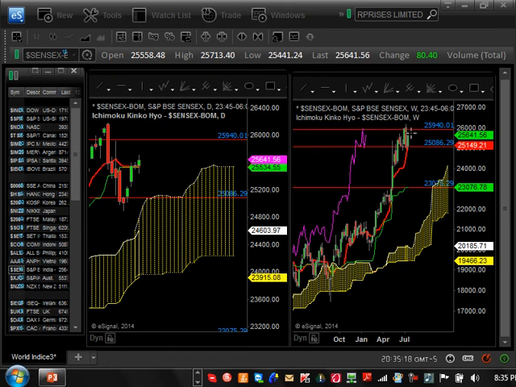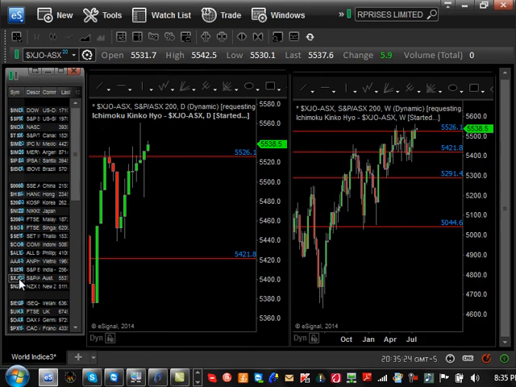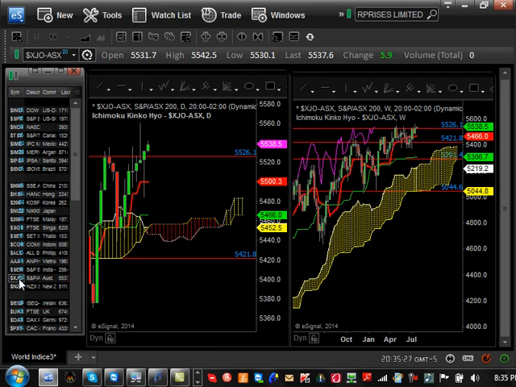But the way the market's going right now and the way the indicators are shaping up, this looks like it's about to head to another level up. So only time will tell. We can monitor everything on the lower time frames.